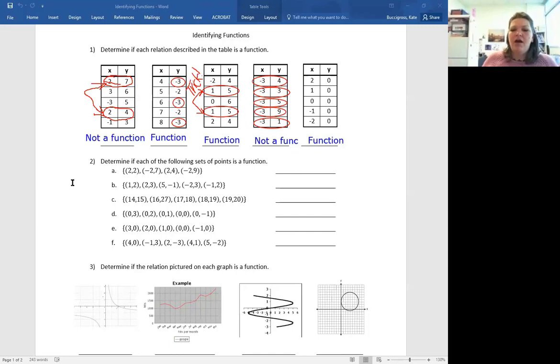So now, we said that our relations could show up in tables, our sets of points, but sets of points can also show up in that set notation. And so down here we see some ones in set notation. So as we're doing these, please remember the order in points. Do you remember which one was the x and which one was the y?